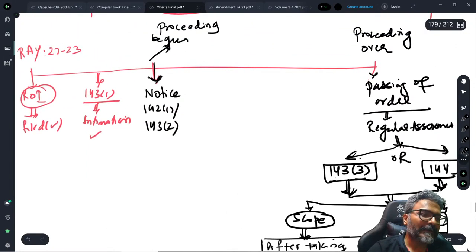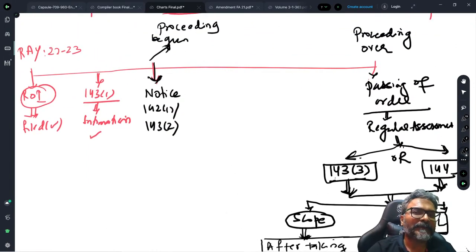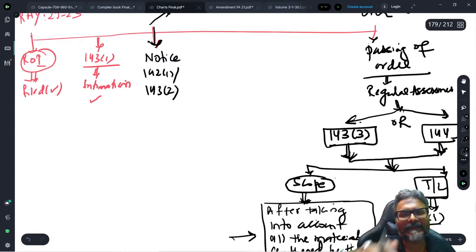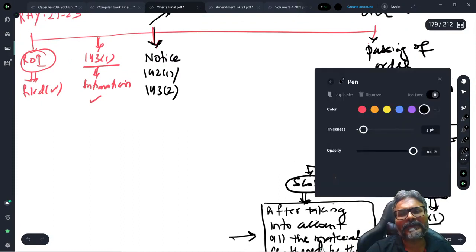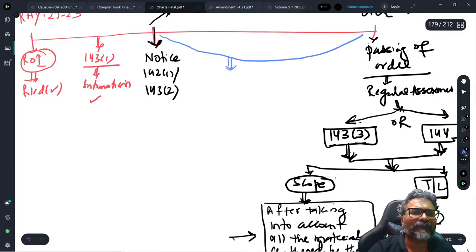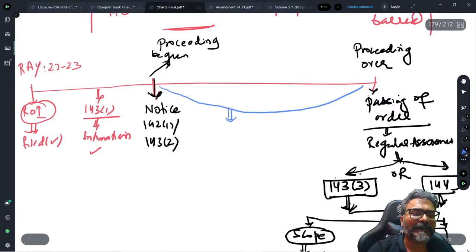So students, be careful. If the assessing officer has to gather the material on the basis of which he will pass his order, just imagine this. If the assessing officer has to collect the material on the basis of which he will pass the order, how is he going to do that? Now, by the way, students, before we start analyzing this, can you tell me one thing?